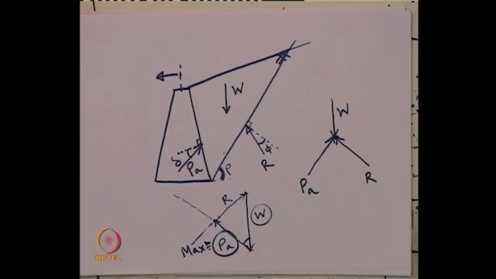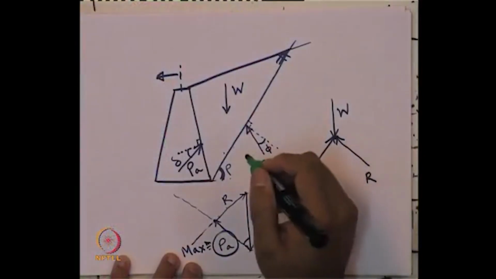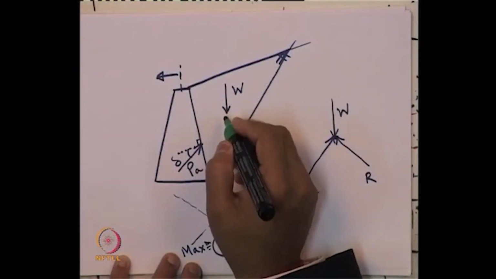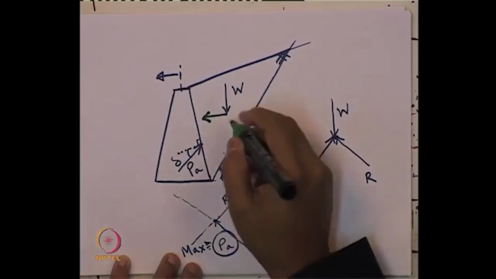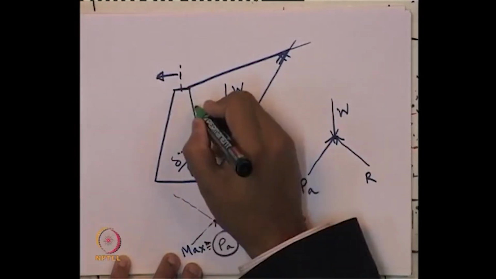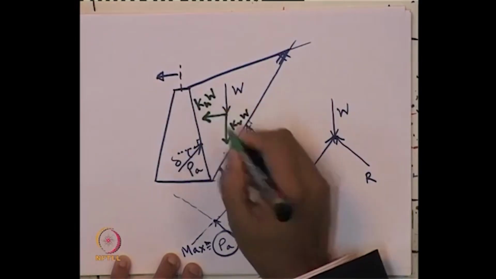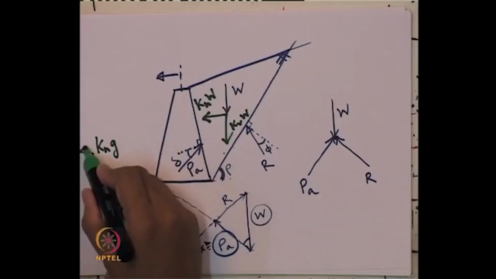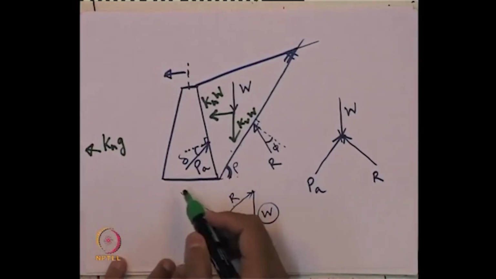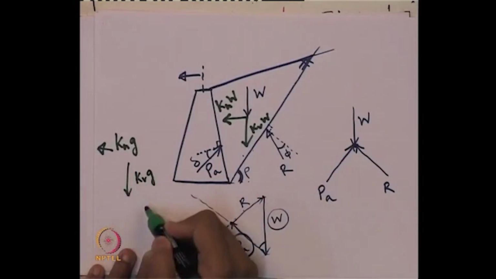Now, what are the changes Mononobe Okabe made with respect to this Coulomb's earth pressure approach? They added two more forces. One is this one, another is this one. What are these extra forces? This is kh times W and this is kv times W. What are kh and kv? Kh times g is nothing but the horizontal seismic acceleration, and kv times g is the vertical seismic acceleration.